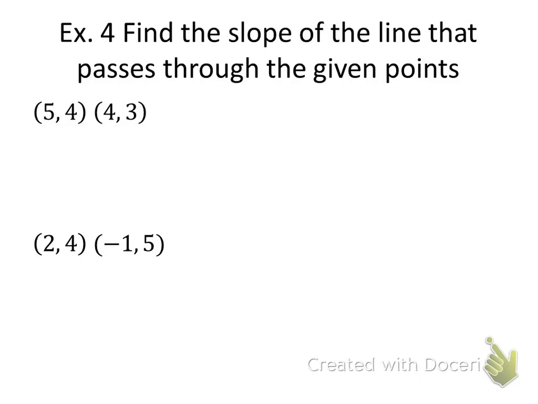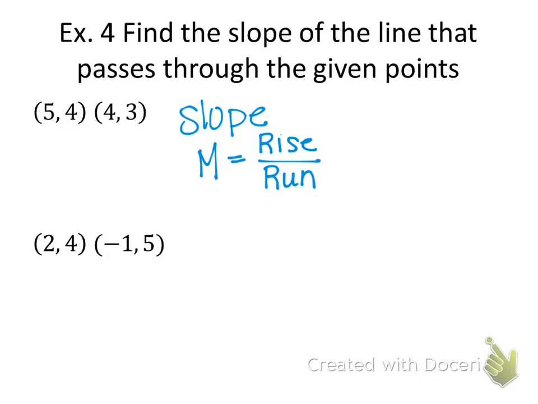And what they want me to do is actually find the slope. Slope is always represented by the letter M. Always. I don't know why. I would choose the letter S if it were up to me, but nobody asked me. Okay, so it's always defined by the letter M. And slope is always rise over run.